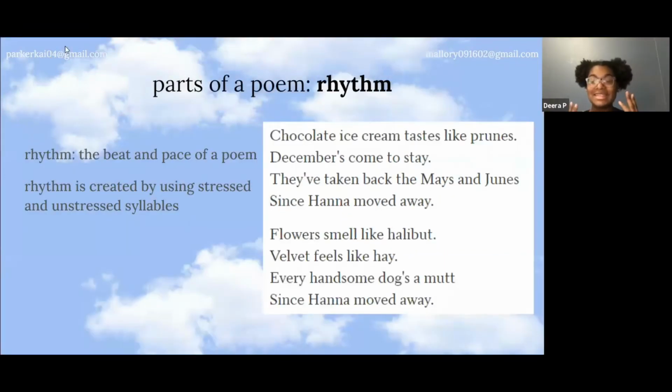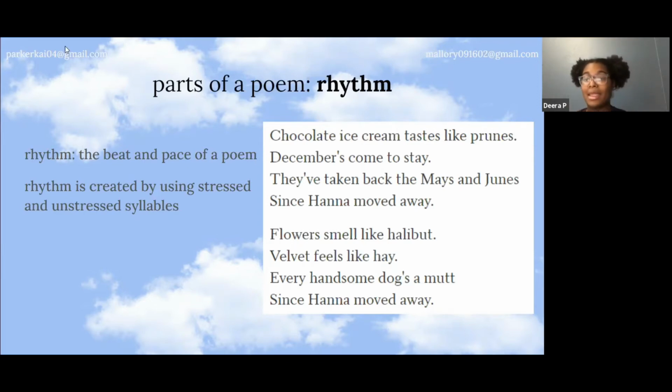Rhythm. So the beat and pace of a poem. And rhythm is created by using unstressed and stressed syllables within your lines and stanzas. So when Mallory was reading the poem to you guys, you probably noticed a rhythm to the poem, but it wasn't very conscious. So when you read the poem, it goes, chocolate ice cream tastes like prunes, December's come to stay. They've taken back the Mays and Junes since Hannah moved away.